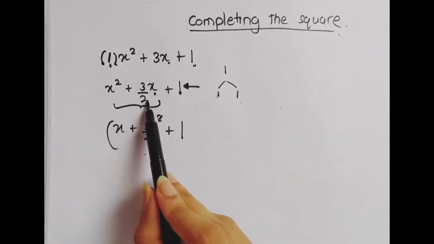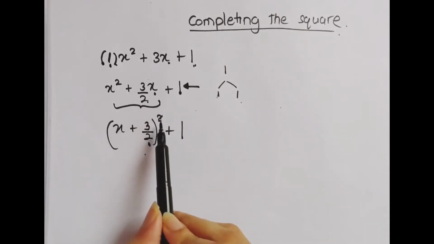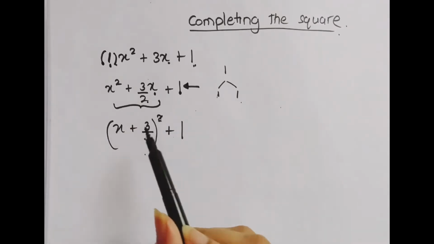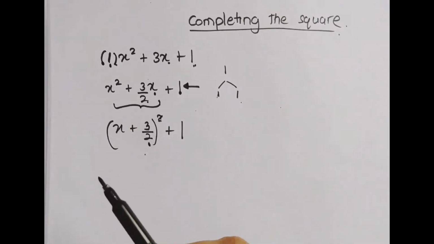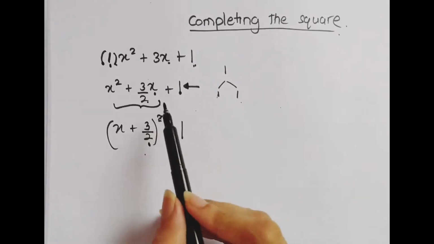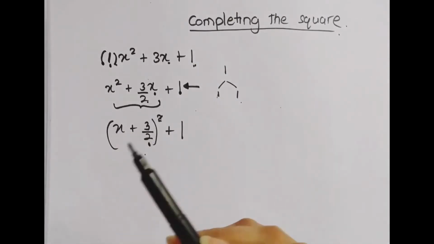Why do you have to divide by 2? Because here the power is 2. But it doesn't mean that if it is 3 here, you have to divide by 3, or if it is 4 here, you divide by 4. It is not like that. Since you only consider completing the square in a quadratic, you will divide this by 2. So it is a convention.